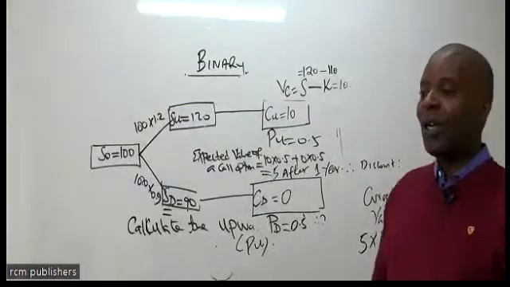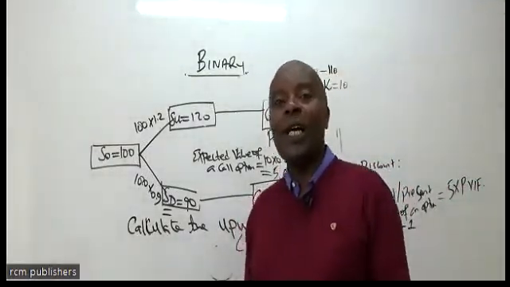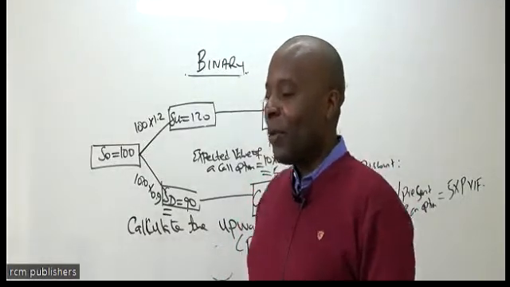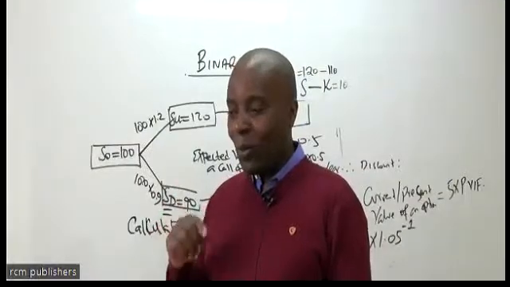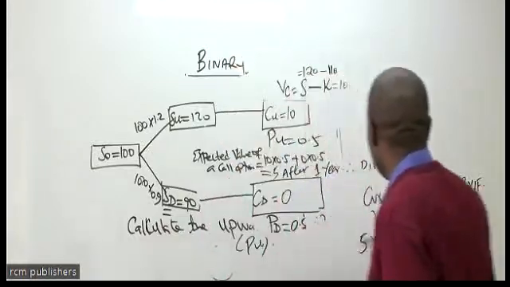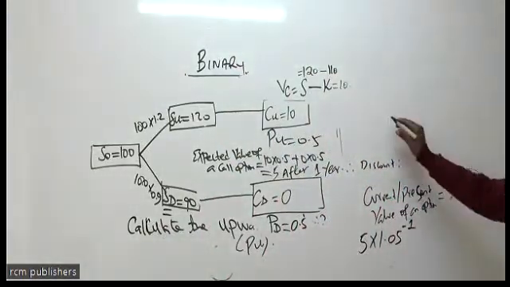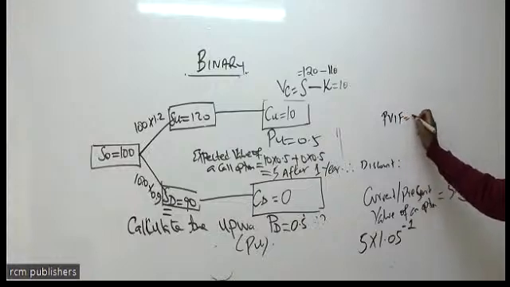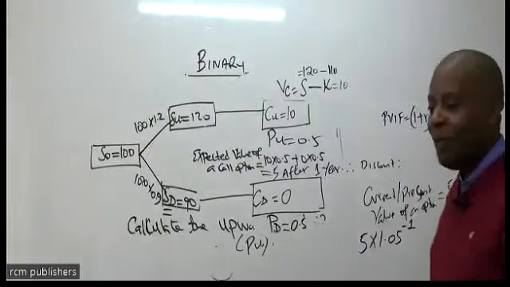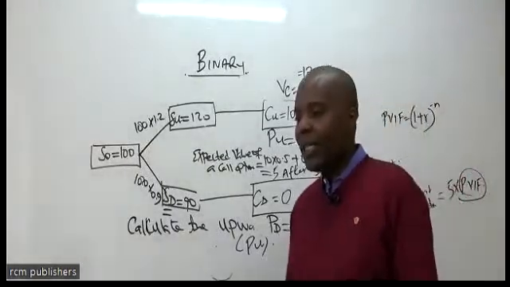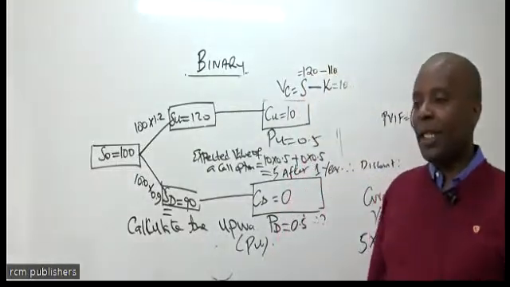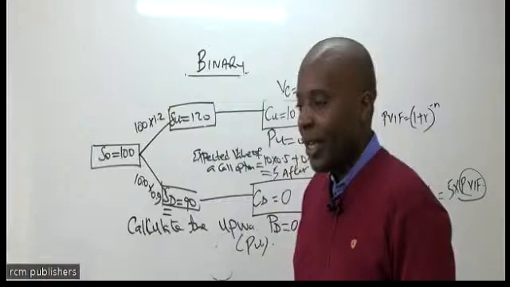Hata ujaona nimetoa 1.05 wapi? 1 plus, okay, it's risk free, but 1.05 is the same as what here? 1 plus R. Nakumbuka formula ya PVF. Formula ya PVF ni 1 plus R raised to negative n. And that R, you're right, is the same as risk free.